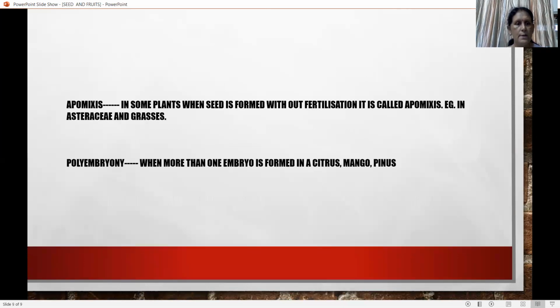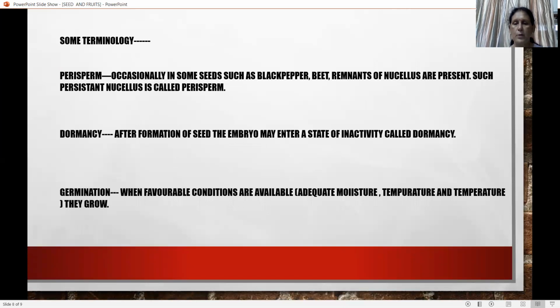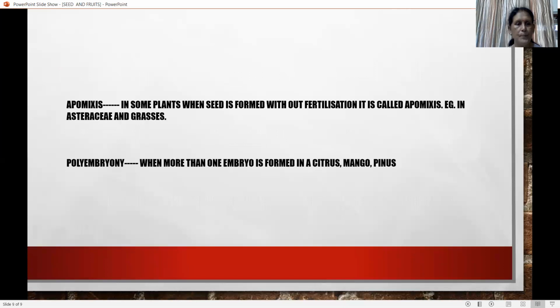The other terminology we discussed today: perisperm, the persistent nucellus in a seed, is called perisperm. Dormancy, the inactive stage of the seed, is called dormancy. Germination, the awakening of a dormant seed, is due to availability of these factors: moisture, temperature, nutrients, and oxygen. That is called germination. And apomixis, sometimes seeds are formed without fertilization. That is called apomixis. And polyembryony, more than one embryo developed in an embryo sac, is called polyembryony. So these are the terms, and today we discussed seeds, their types, and other phenomena.